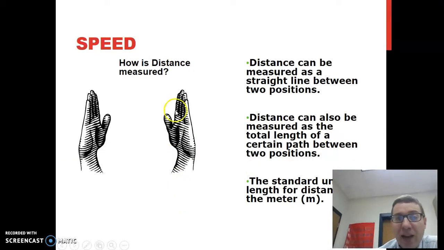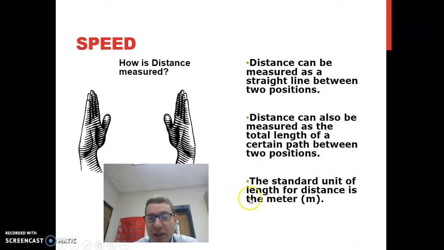So how do we measure distance? Earlier we talked about the metric system, and we say distance can be measured as a straight line between two positions, and we use rulers or a meter stick to measure this. It can also be measured as the total length of a certain path between two positions. We did that with our speed walking lab, or our wind-up toy lab. And what's really important is that the standard unit of length for distance is the meter. Okay? And that's the symbol for the meter.